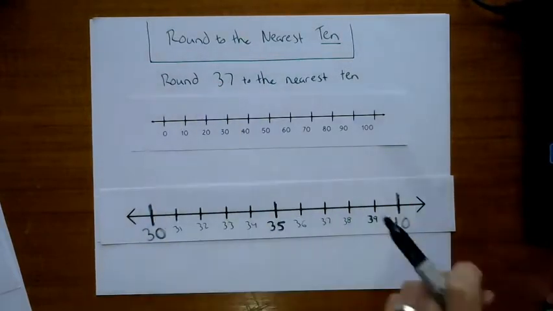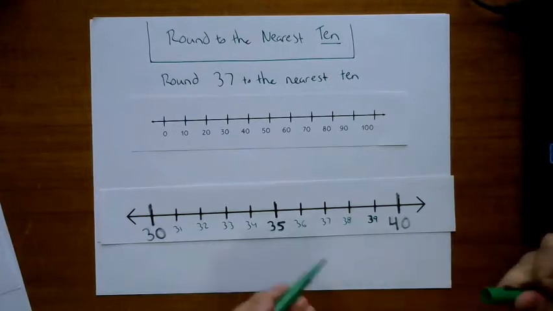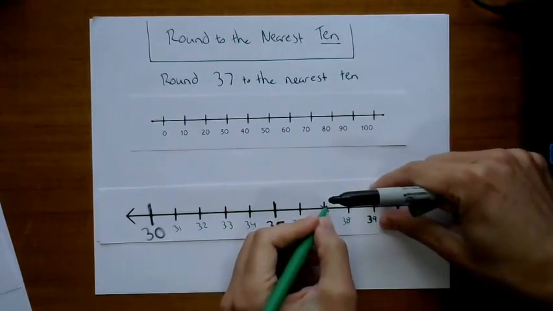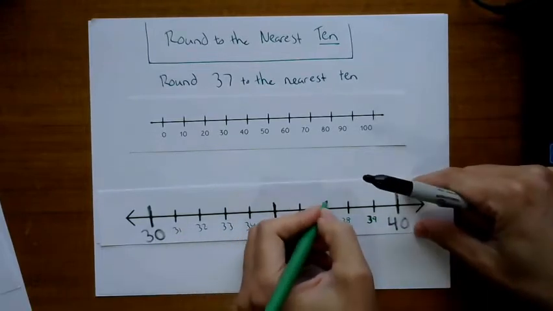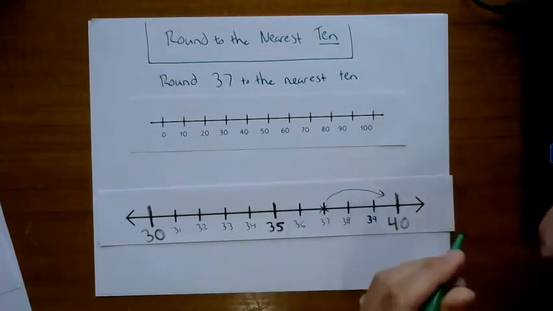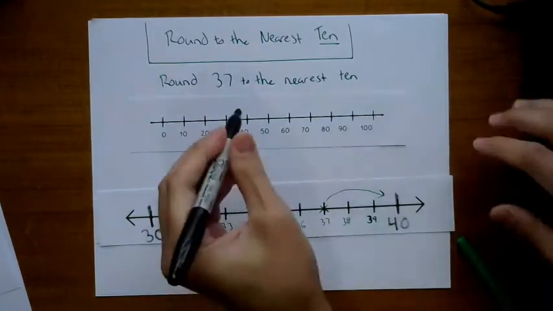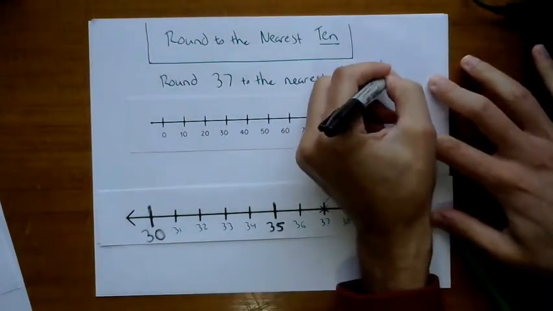And you know that 37 is greater than 35, isn't it? 37 is right here. So 37 is closer to 40 than it is to 30. So 37 rounds up to 40. 37 rounded to the nearest 10 is 40.